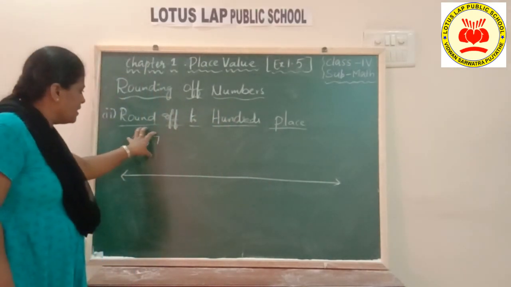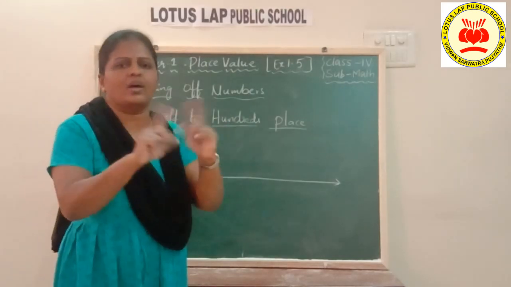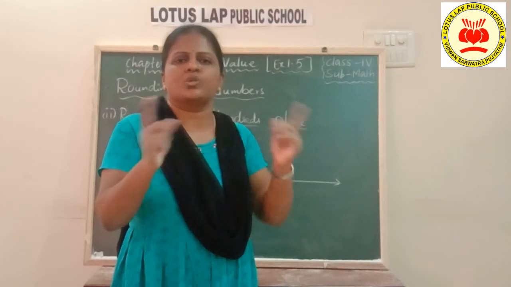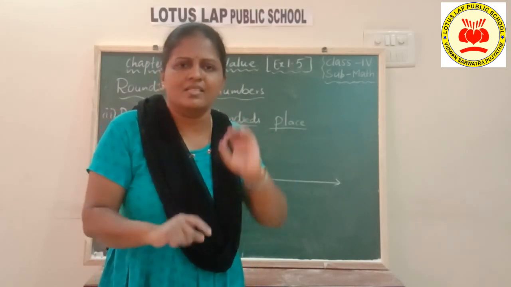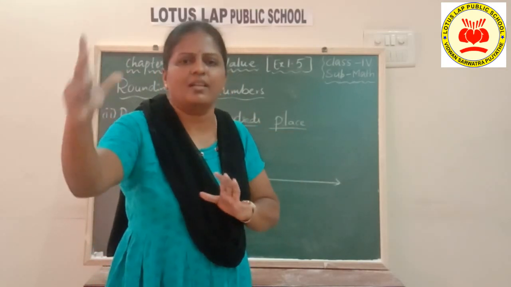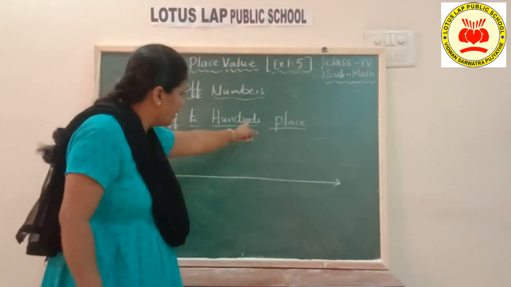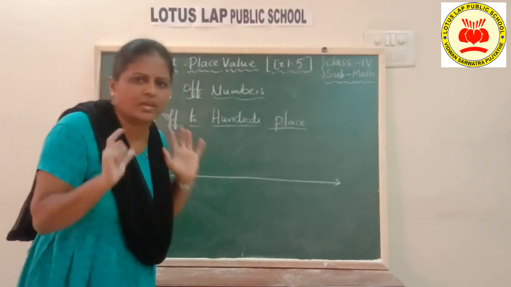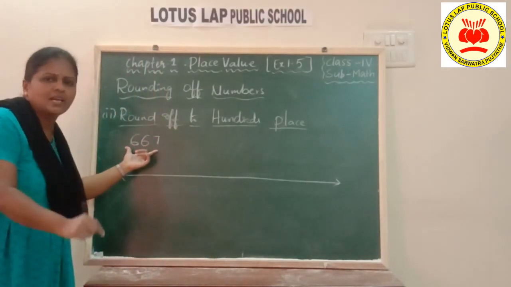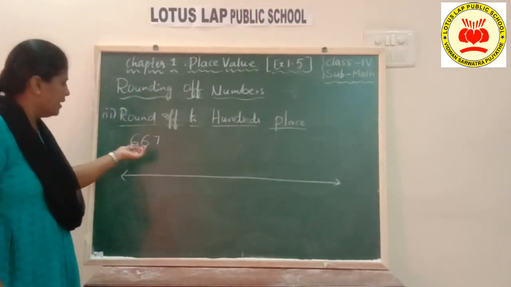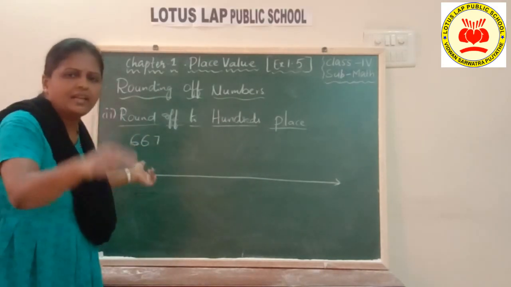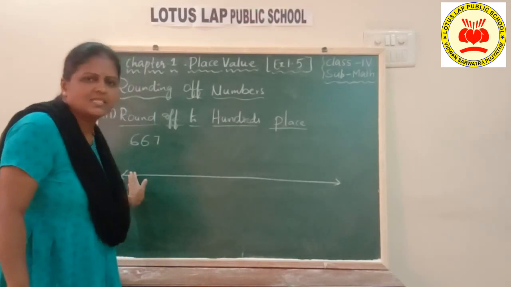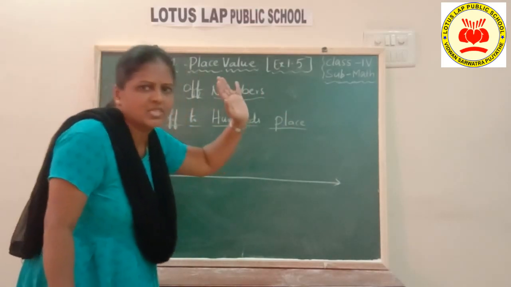See which two hundreds 667 is lying between. It is lying between 600 and 700. Okay, because we are rounding off to hundreds place, find out which two hundreds the number is lying between. Because our number is 667, it lies between 600 and 700. So let us put those numbers, starting from 600 till 700, children.